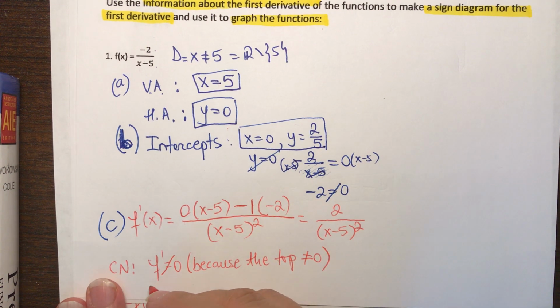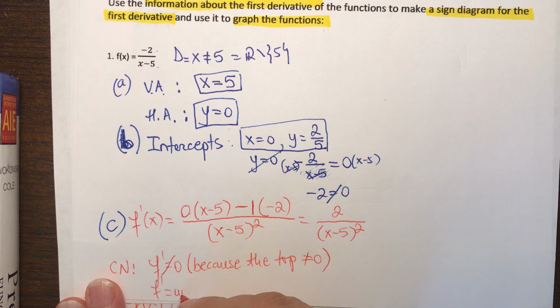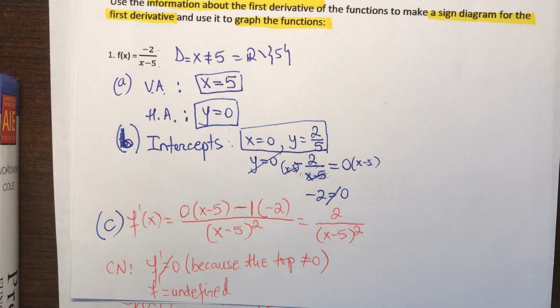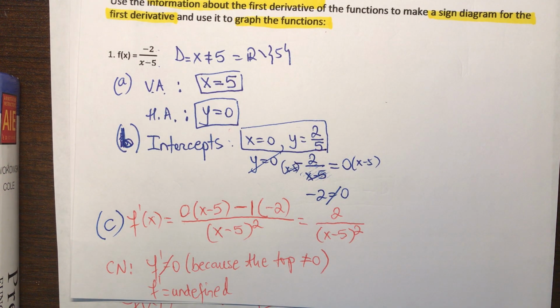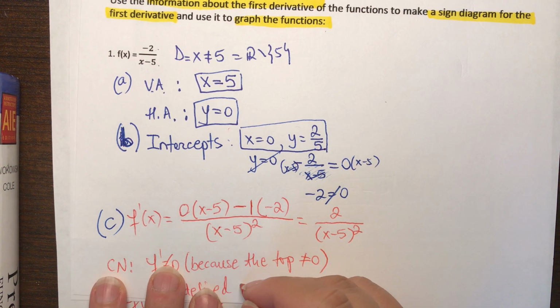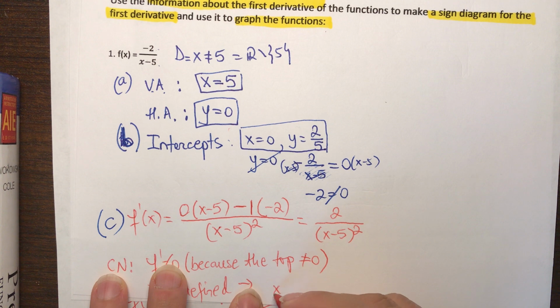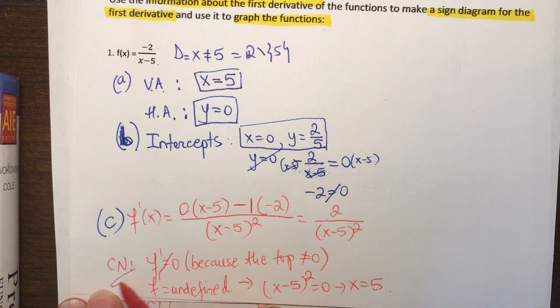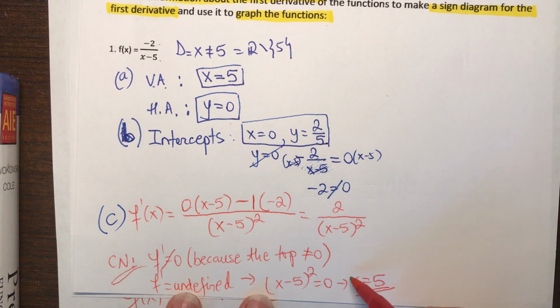Okay, if it can't be 0, could it be undefined? That's another place where I can find critical numbers. Yes. When does this fraction become undefined? If the bottom is 0, right? And the bottom is definitely 0 if x is equal to 5. So this is our critical number.